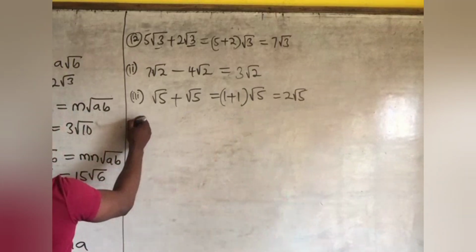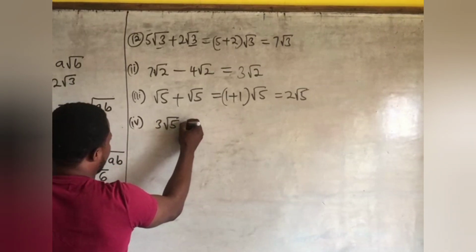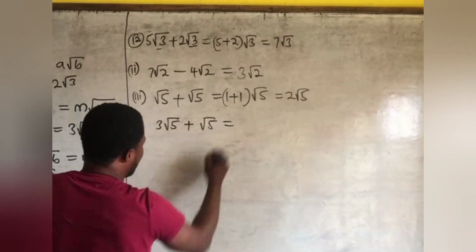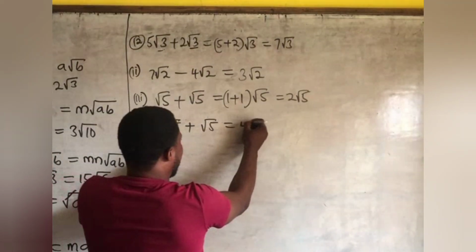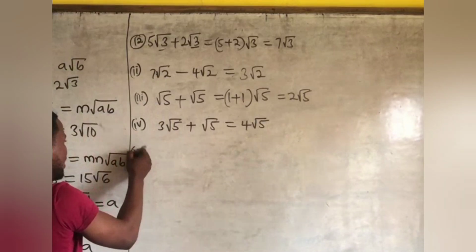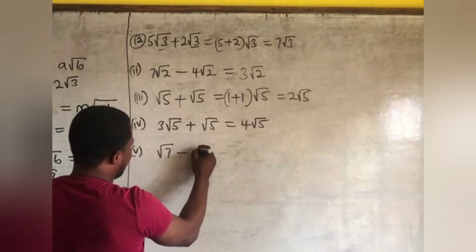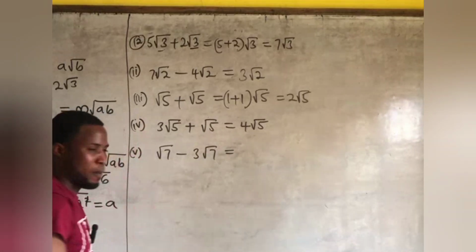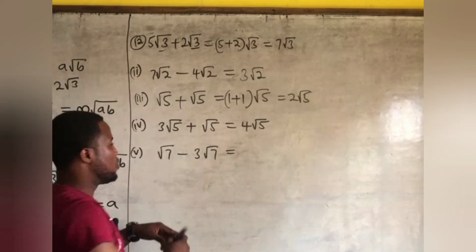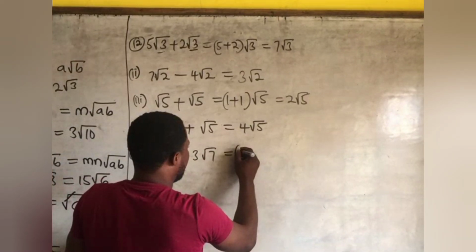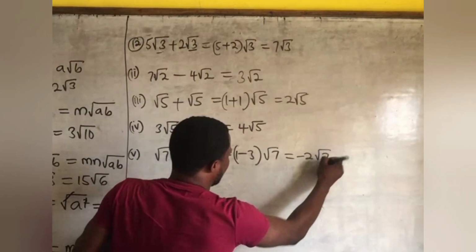I can also have 3 root 5 plus root 5. What do you see here? This is 1. Then 3 plus 1 is what? 4. Then I can pick one of them as 4 root 5. Then I can also have this. What if I have something like root 7 minus 3 root 7? What do you observe here? This is 1. So 1 minus 3 is minus 2. That will be 1 minus 3 into root 7. And that gives me minus 2 root 7.